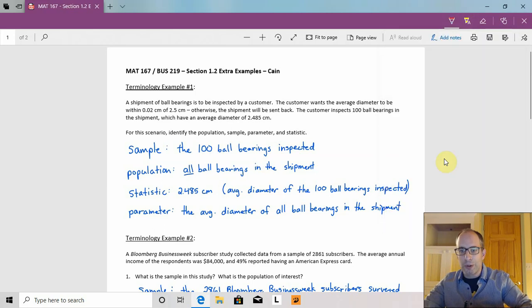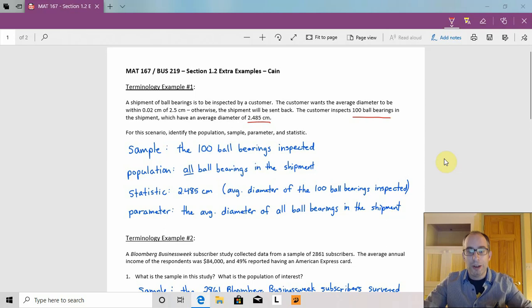So this first one, we have a shipment of ball bearings where the customer wants the average diameter to be within 0.02 centimeters of 2.5. Otherwise, they're going to send it back and say this isn't good enough. So the customer inspects 100 ball bearings in the shipment, which have an average diameter of 2.485 centimeters. So what I'm thinking right away is these numbers, the 100 ball bearings and the 2.485 centimeters, it feels like that should be something.